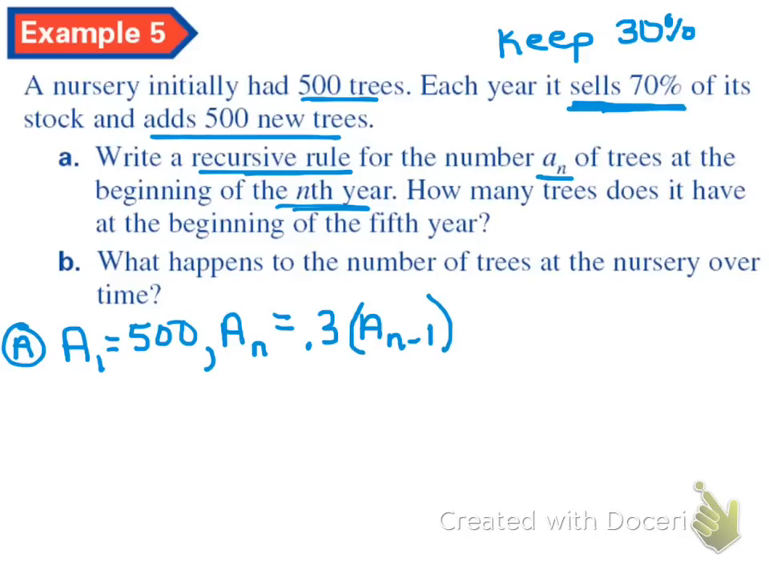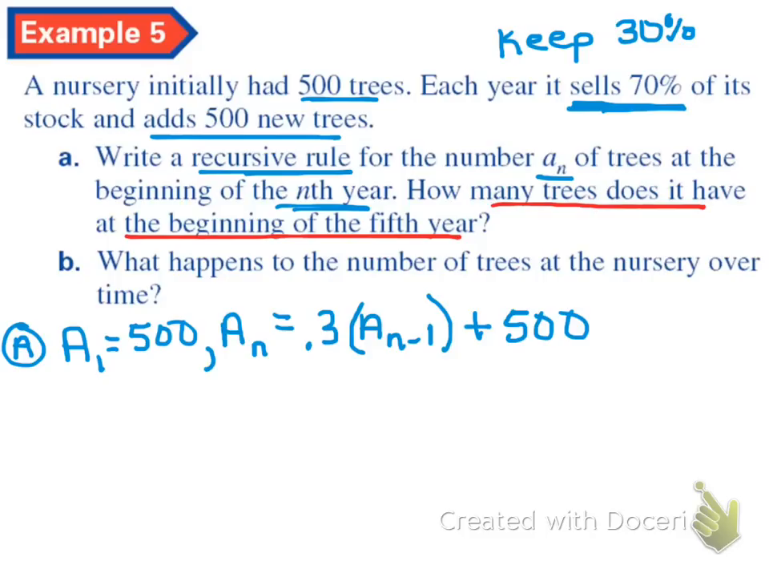That represents the previous year's amount. And then we also add 500 trees. So this would be our recursive rule that represents the number of trees at the beginning of the nth year. Now, we also wanted to find how many trees we would have at the beginning of the 5th year.